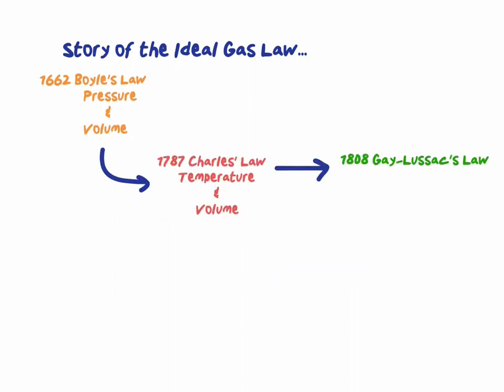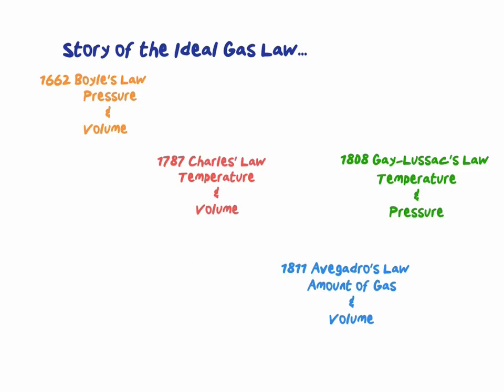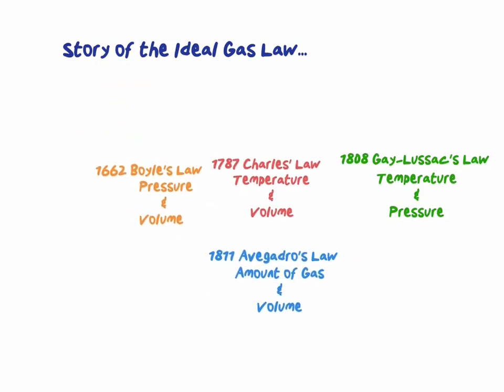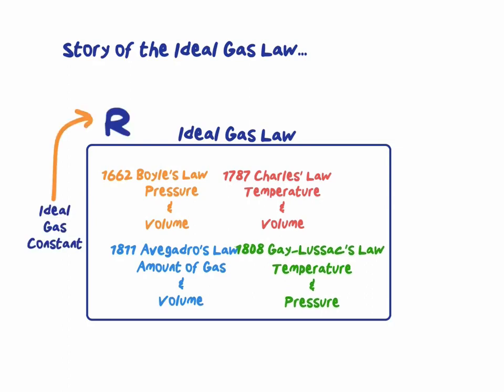Gay-Lussac's law was then established in about 1805 to 1810, where we related the pressure and the temperature of the gas to one another at a fixed volume. And finally, very shortly afterwards, Avogadro's law in 1811 related the amount of gas and the volume of the gas, assuming a constant temperature and pressure. These 4 laws combined together create the combined ideal gas law. Now, they're all related by proportionality constants, either the gas constant or the Boltzmann constant.